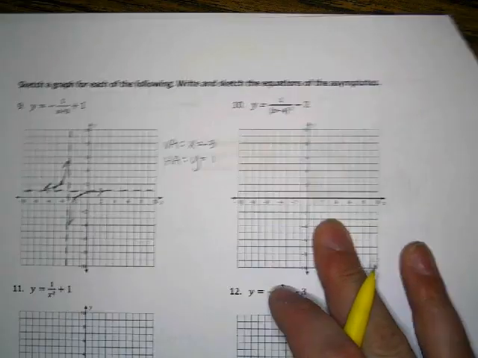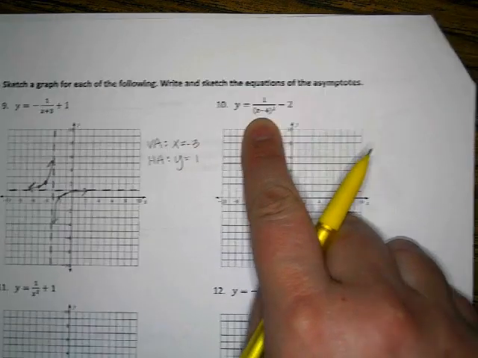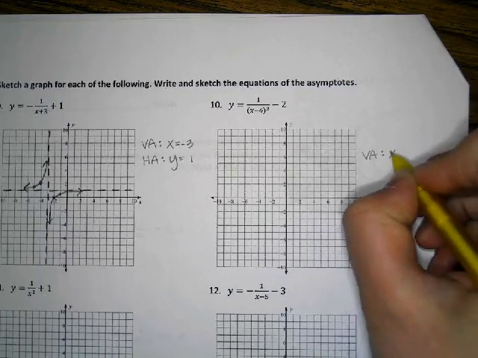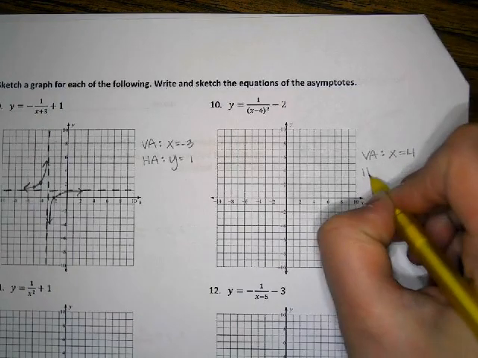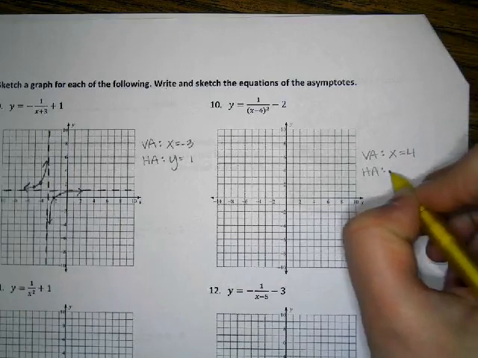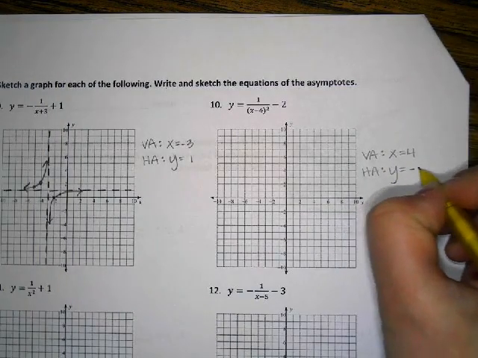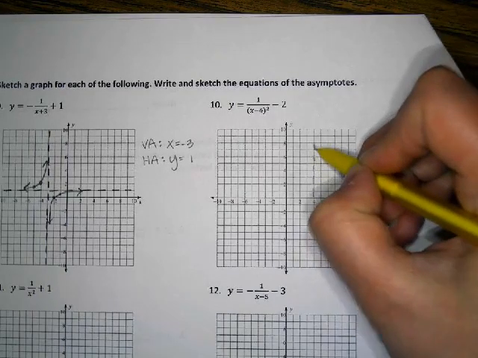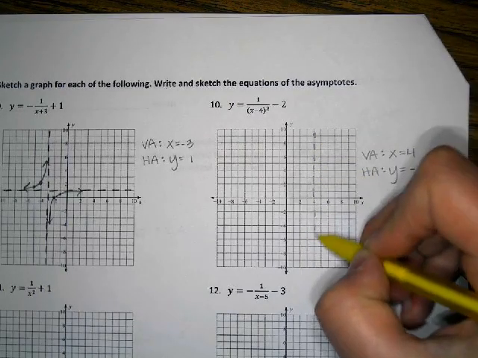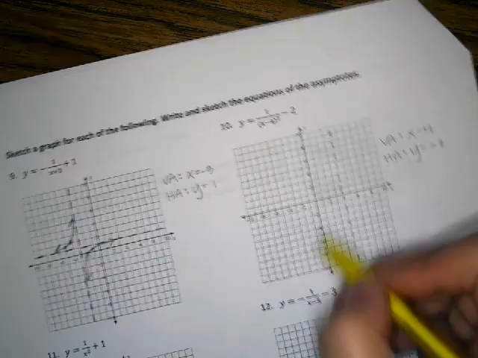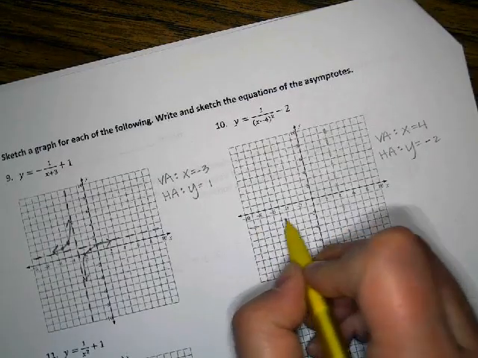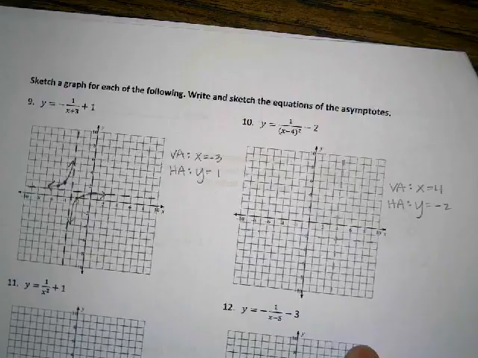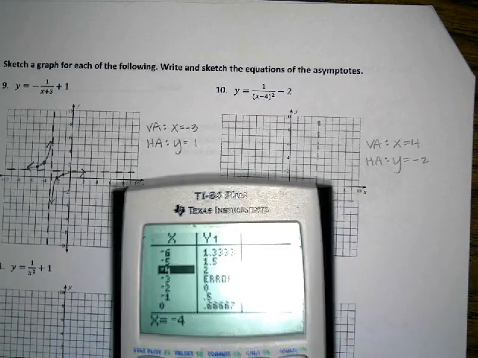Number 10, same idea. So I'm going to look for my vertical asymptote. It's +4. My horizontal asymptote is -2. So +4 and -2. Okay, and then I'll go ahead and graph this.